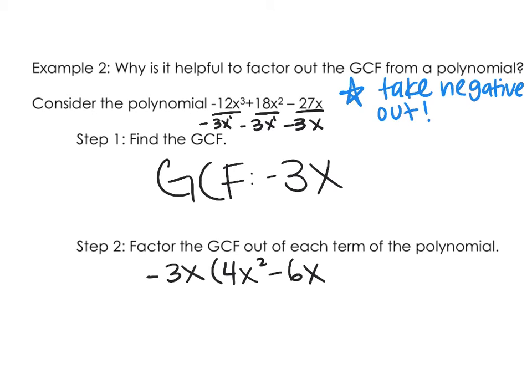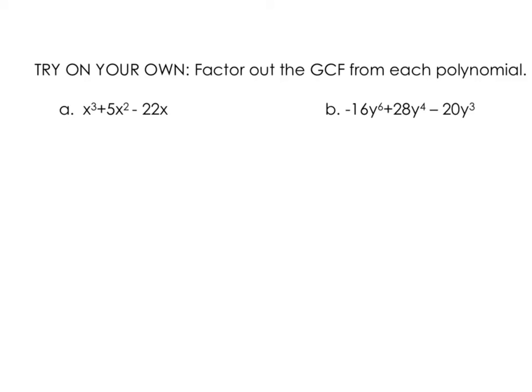Then I have negative 27 divided by negative 3 is going to leave me with a positive 9. And an x to the first divided by an x to the first is going to cancel out and leave me with no x's left, so I can close my parentheses and I am done. Okay, if you want to pause your video and try out the next examples on your own, do so now. Okay, now that you've tried those examples, let's check your work.